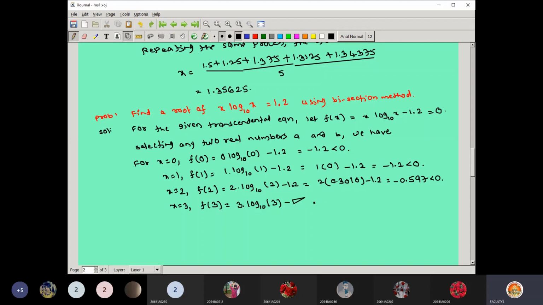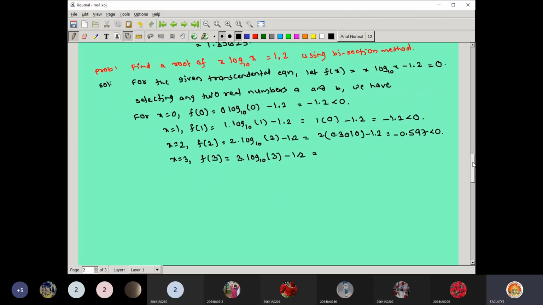So give us the final answer. Tell me the answer. Use the LOG button, don't go for LN. 0.2231. Is it positive? Yes, sir. Yeah, it is greater than 0. So when you are getting opposite signs, therefore you can stop the process.